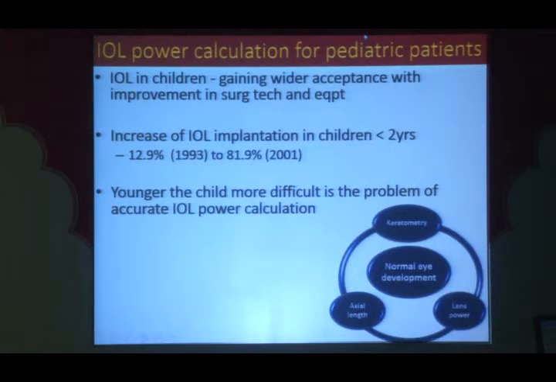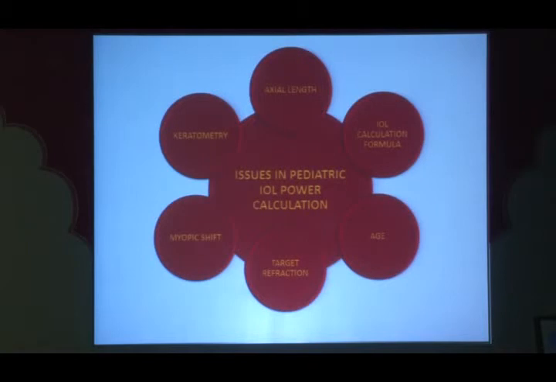Although, the younger the child, the more difficult is the problem of accurate intraocular lens power calculation because of the rapidly growing parameters of the eye. Now, there are various issues which should be handled while doing a pediatric IOL power calculation. The issues include the axial length, the keratometry, which intraocular lens calculation formula to be used, at what age the surgery should be done, and what effect the age has on the growth of the eye if surgery is done at that particular age. What should be the target refraction after the surgery to accommodate for the growing eye of the child, and how much myopic shift occurs after surgery in pediatric patients. So I'll be taking them one by one.